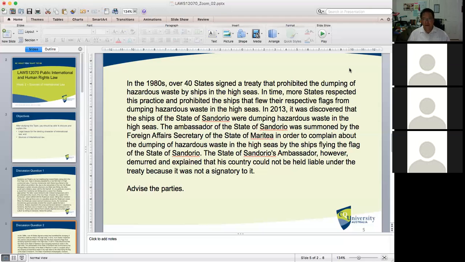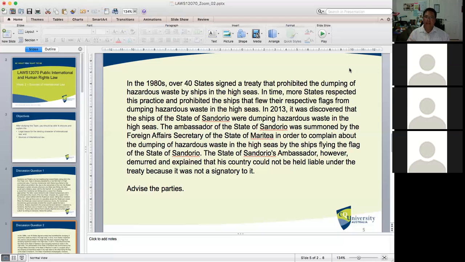Now, therefore, in relation to this, it can be argued that, as we said here, in time, more states respected this practice, and they would have done so, it could be argued, on the basis of a sense of obligation, because they know that the dumping of hazardous waste in the high seas is actually detrimental to the rest of the international community.